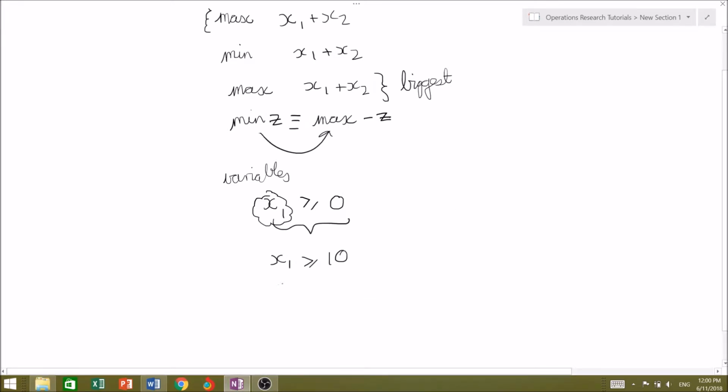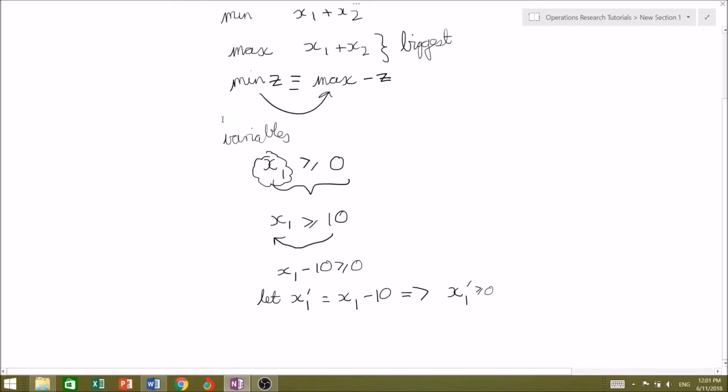Say I have x1 must be greater than or equal to 10. Well, what we do here simply is we move the 10 to this side, we subtract it. So we say x1 minus 10 is going to be greater than or equal to 0. And then we use a substitution. So we let x1 prime be equal to x1 minus 10. And that means that x1 prime now is going to be greater than or equal to 0. So that's how we carry out this simplest form of the transformation.